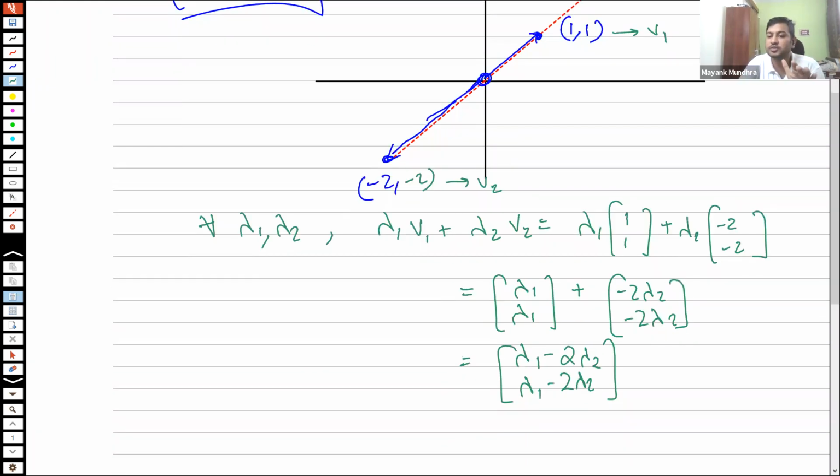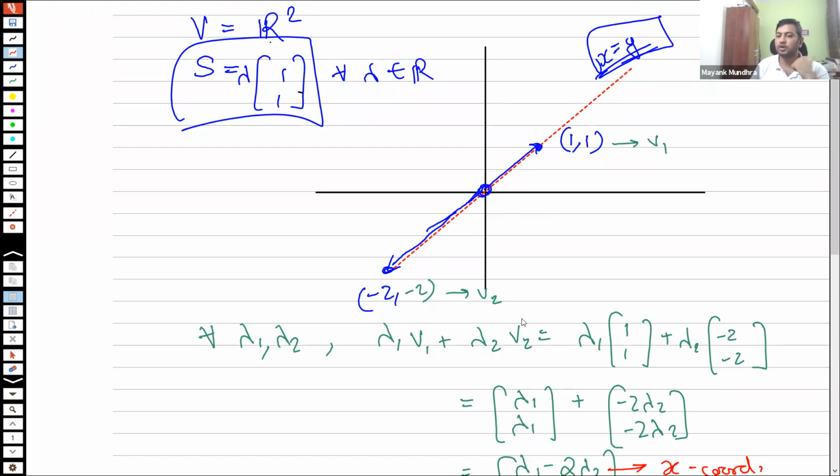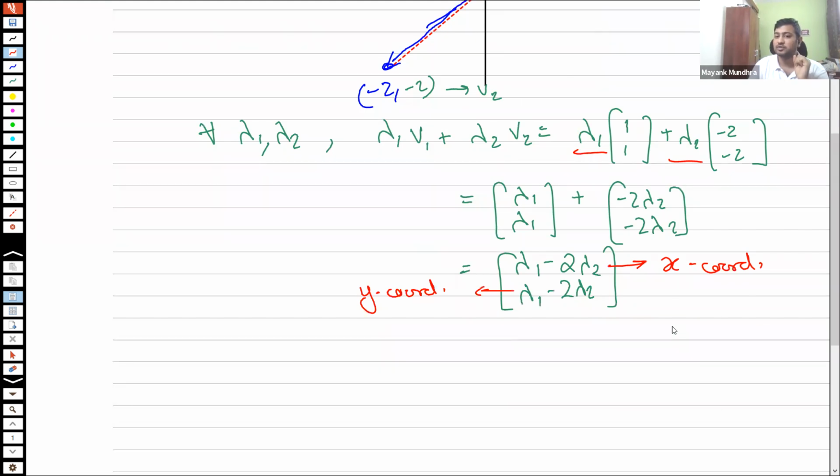As you can see, the x coordinate and y coordinate are still the same. So it still is a point along this x equals y line. I do not know where exactly it will be. It can be anywhere along the line, depending on the lambda 1 and lambda 2 values. But the important thing is that its x and y coordinates are the same, so this point still lies on the x equals y line.